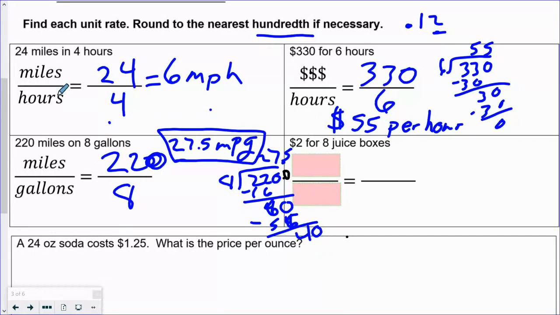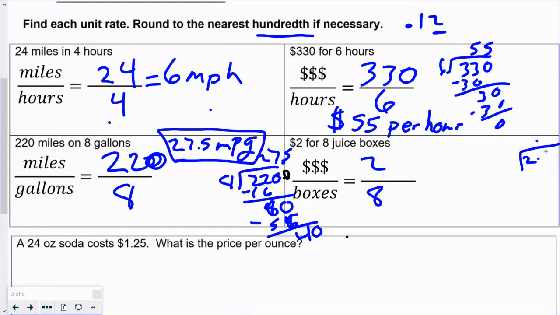All right. So let's now go to our fourth example. $2 for 8 juice boxes. So how much are you spending on one juice box is what we are trying to find out. Okay, so money on top. We spent $2 on 8 boxes. Now this one, we are definitely going to have a decimal because can 8 go into 2?